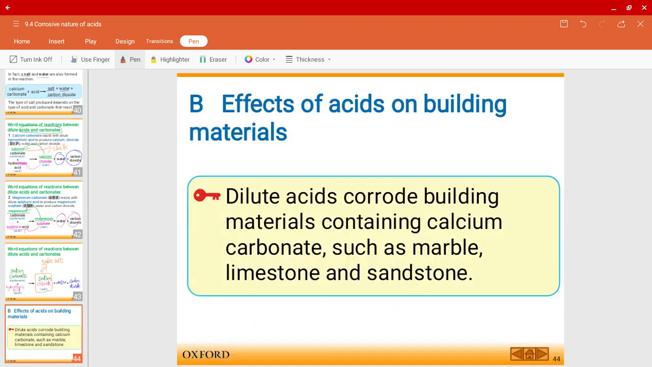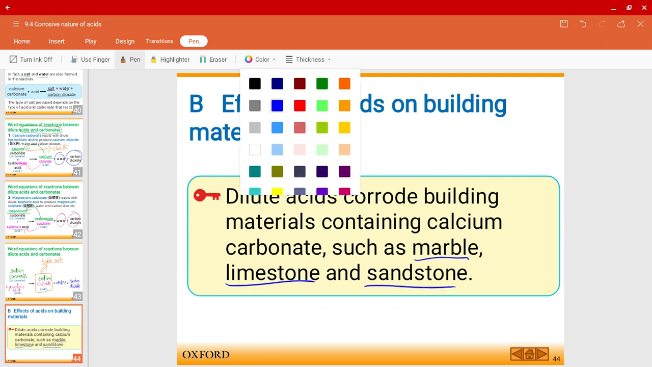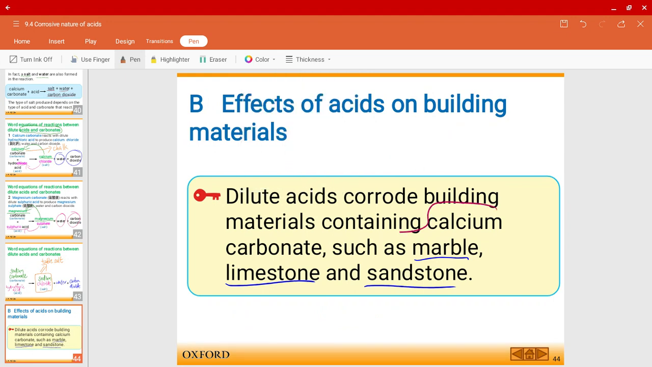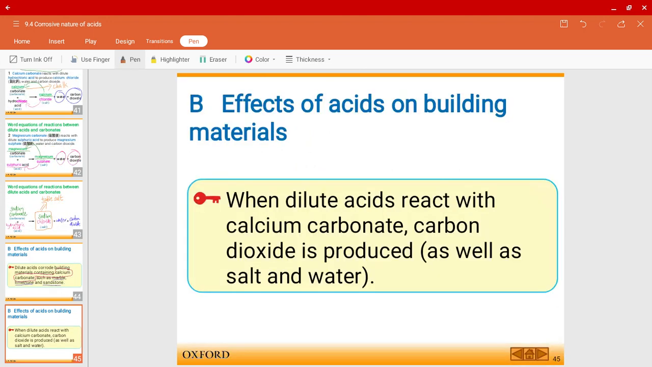So to wrap up, I've told you that dilute acids corrode building materials such as marble, limestone, and sandstone. And they contain, to be more specific, the chemical name is calcium carbonate. I'll talk about acid rains in the next video. There's not much time left for this one. When dilute acids react with calcium carbonate, carbon dioxide is produced, as we have seen in the experiment, as well as salt and water. All right, the word equation. Don't forget about that.